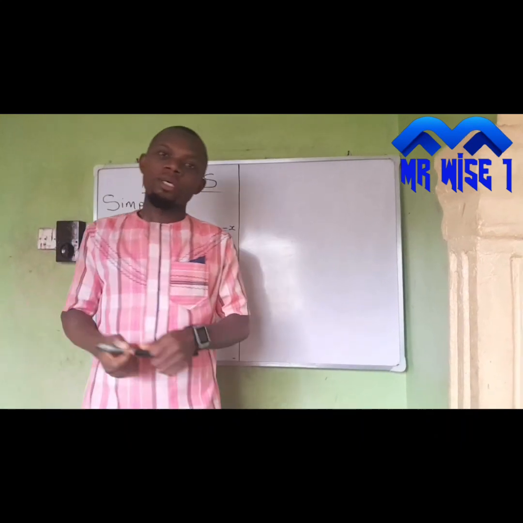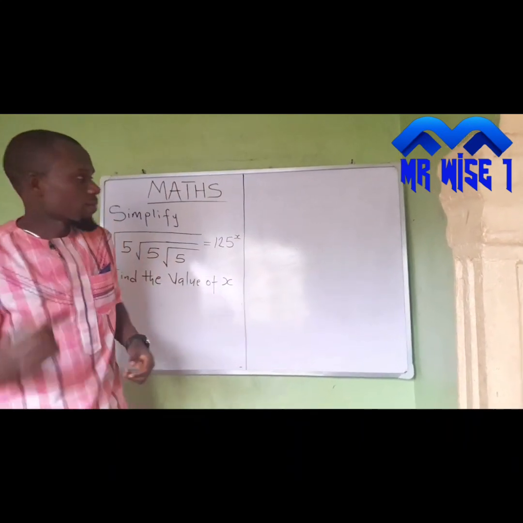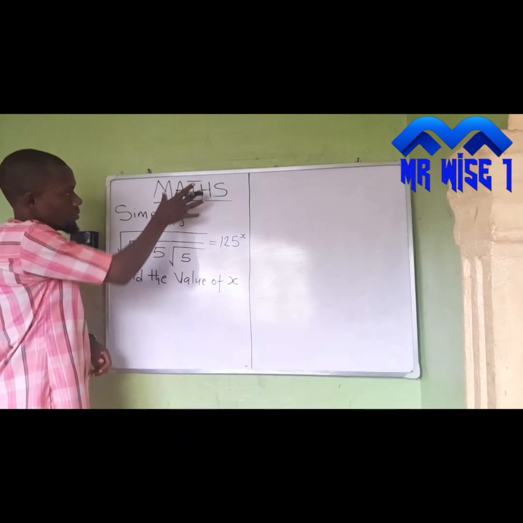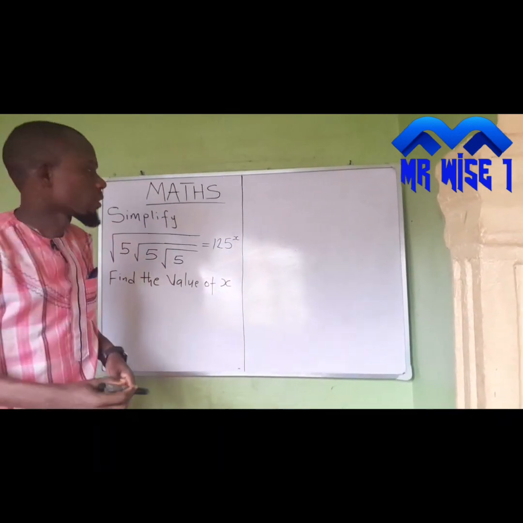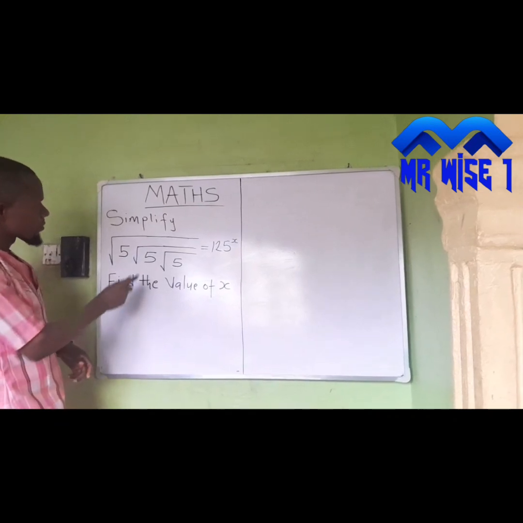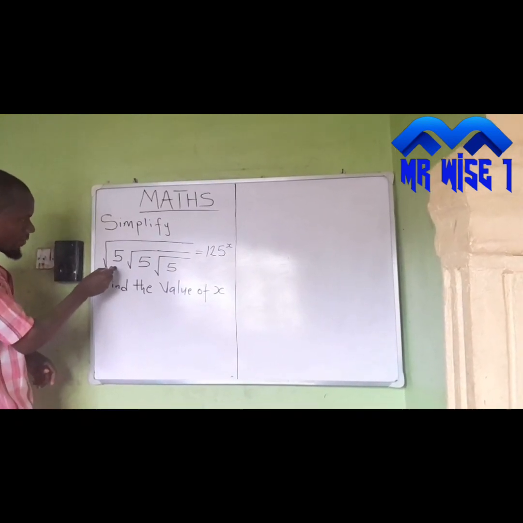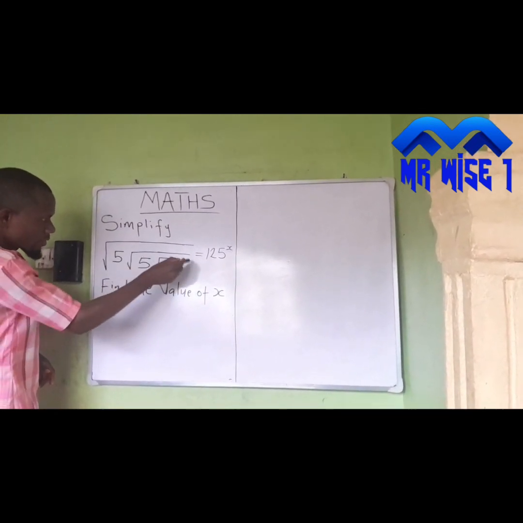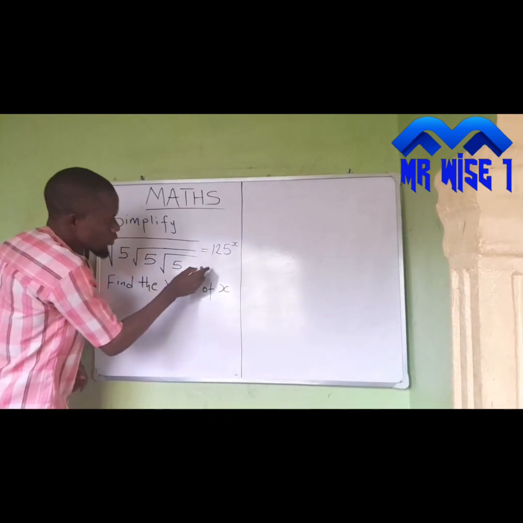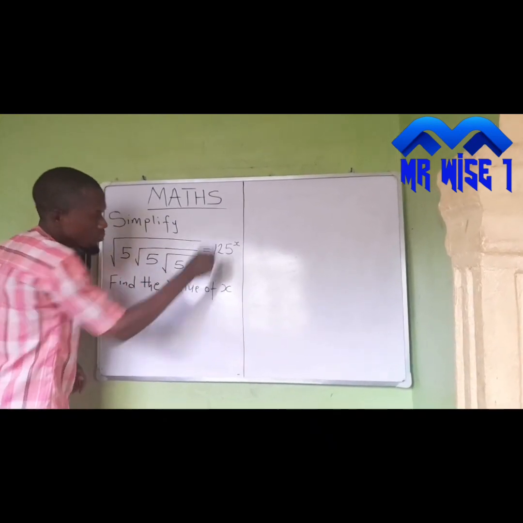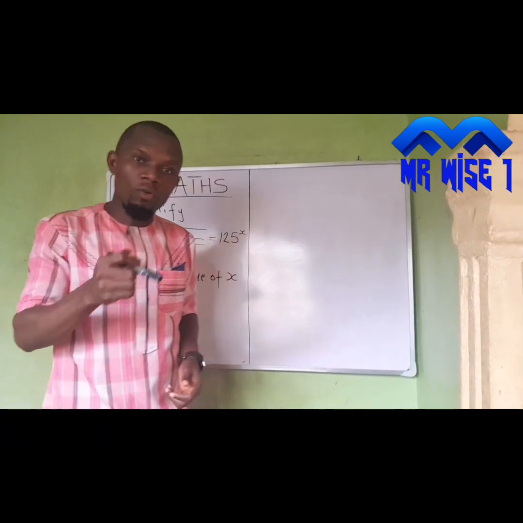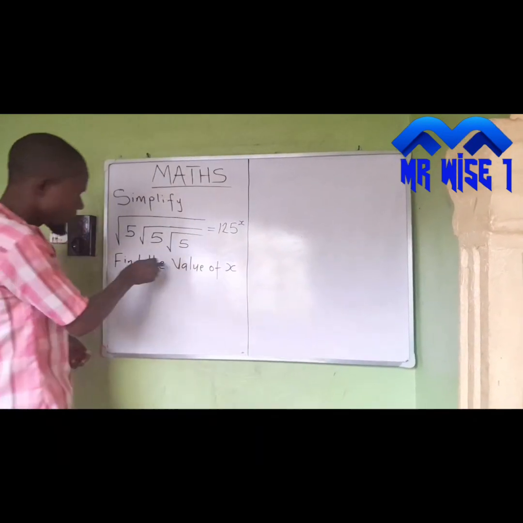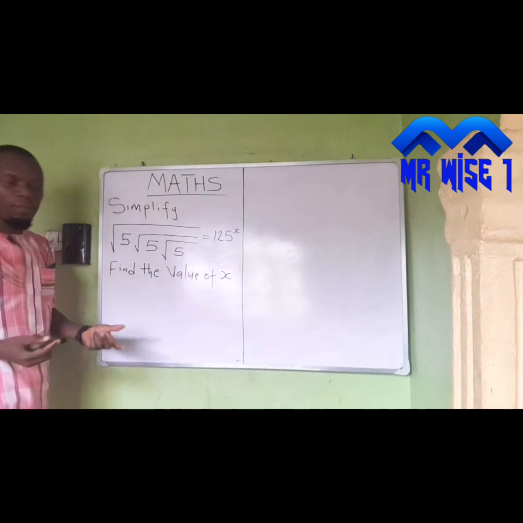Okay, I remain my humble self, Mr. Brown. So I have a problem here on mathematics, under simplification. We should simplify: square root of 5, square root of 5, and square root of 5 is equal to 125 raised to the power of x. We're told to find the value of x. How am I going to do it?